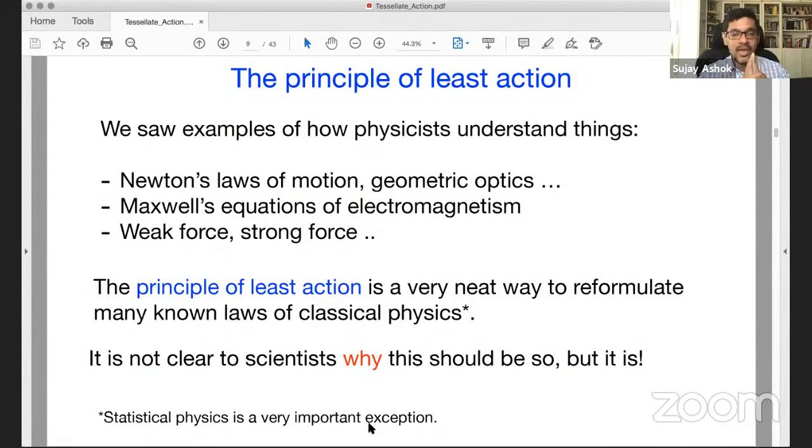I should say that it's not clear why they should be so. We're perfectly fine with all these laws. There's no reason why there should be a reformulation, but the point is that there is a reformulation. So it's interesting to think about why this is so.